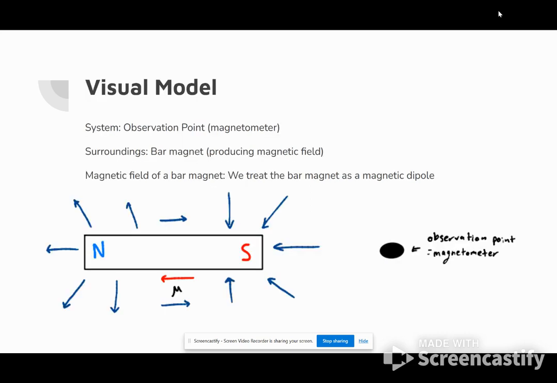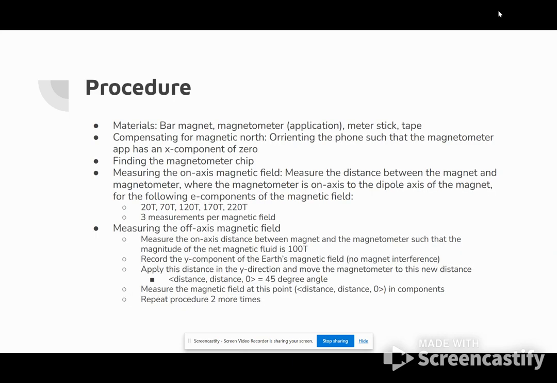For our visual model, the system was our observation point, which is to the right, which was the magnetometer, and then our surroundings were the bar magnet, which produced the magnetic field. And as a part of it, for the magnetic field of a bar magnet, we treated the bar magnet as a magnetic dipole. For our procedure, our materials are listed.